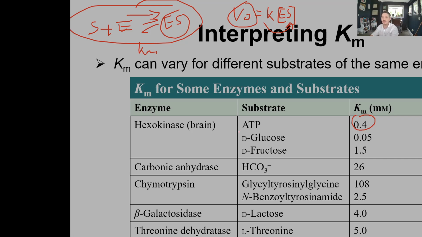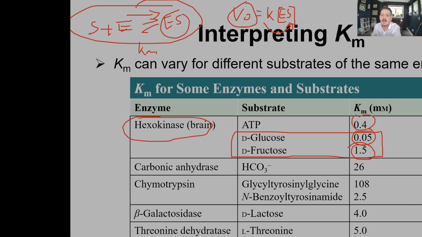So we can use it to compare substrates within the same enzyme, not different enzymes, but within the same enzyme, to see which is the preferred substrate for the enzyme. And we can see that glucose has a lower Km value than fructose, reflecting that within this one enzyme, hexokinase, which we're going to talk about in glycolysis, less glucose is required to hit the half maximal velocity of hexokinase, and thus we can consider it as the preferred substrate.